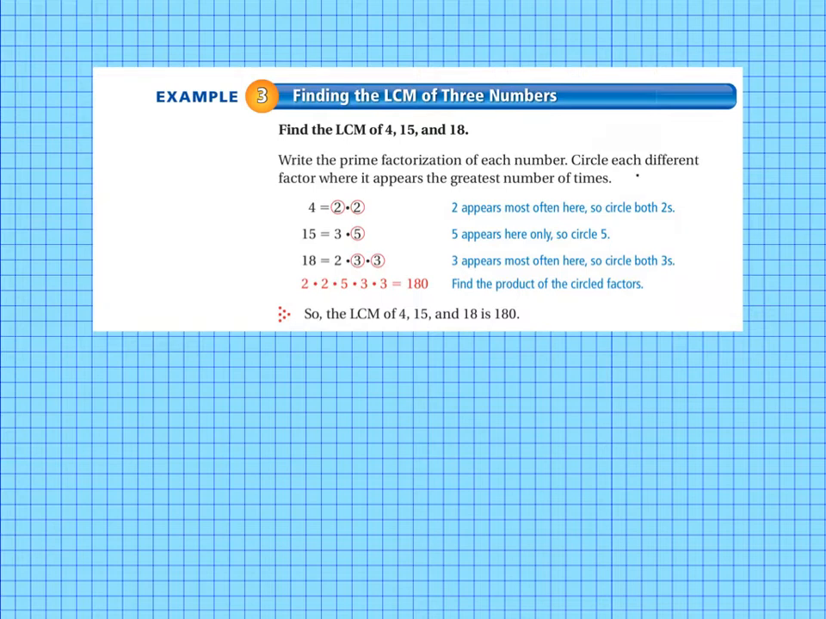So we write the prime factorization for each number, and we circle each different factor where it appears the greatest number of times. So 2 appears the most often in the 4 prime factorization, so we circle both the 2's. 5 appears the most often in the 15, so we circle the 5. And the 3 appears the most often in the 18 prime factorization, so we circle both the 3's. And then we multiply together all of our circled factors, and we get 180. So the least common multiple of 4, 15, and 18 is 180.